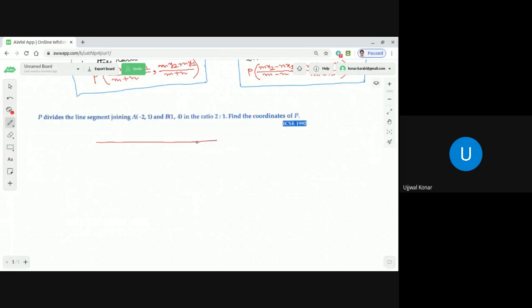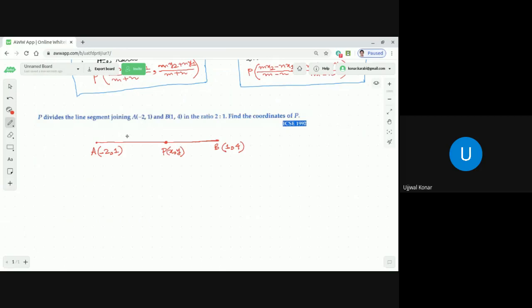Okay, so this is a line segment. Here is the point A, and its coordinate is (-2, 1). And here is the point B with coordinate (1, 4). Now the point P is dividing it in the ratio of 2:1. So suppose this is the point P. Its coordinate is not known to us. We are going to find it out. So let's assume the coordinate of the point P be (x, y).